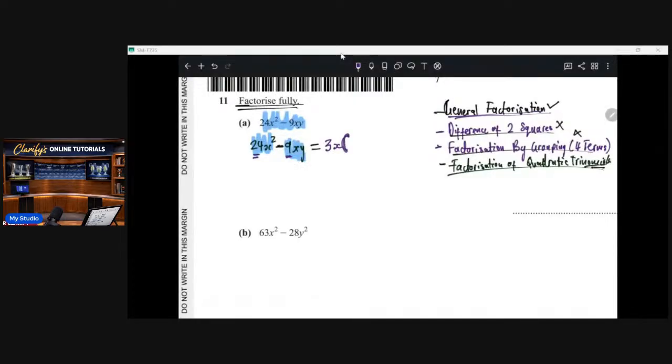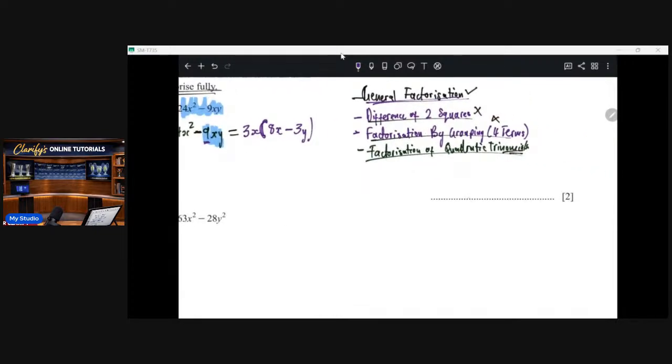Now let's put things in the bracket. 24 divided by 3, you get 8. x squared divided by x, you get an x. Then minus, 9 divided by 3, you get a 3. x divided by x, they cancel. There is nothing for y, so it will come in. And you are done. So this is 3x, and then in brackets, 8x minus 3y. That's how you do it.